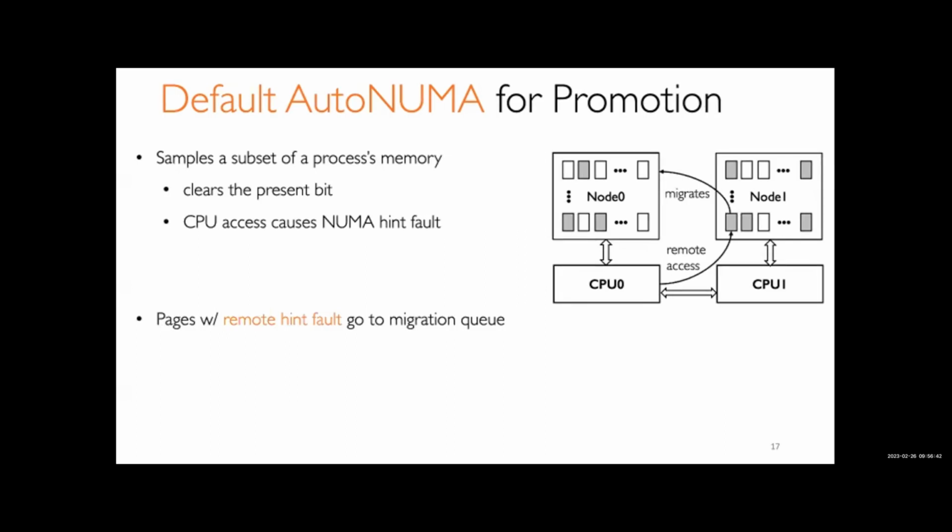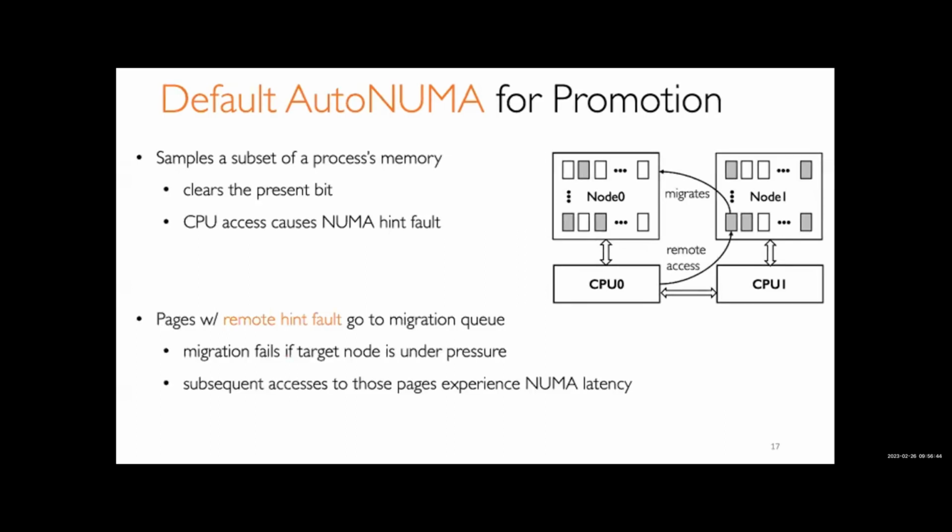However, if the target node does not have enough memory, meaning its free memory goes below the high watermark, these migration attempts will fail, and the page will be trapped on the remote CPU node, and subsequent accesses will have high access latency. At that point, AutoNUMA's benefit disappears. Rather, it causes extra overhead due to scanning and hinting faults.